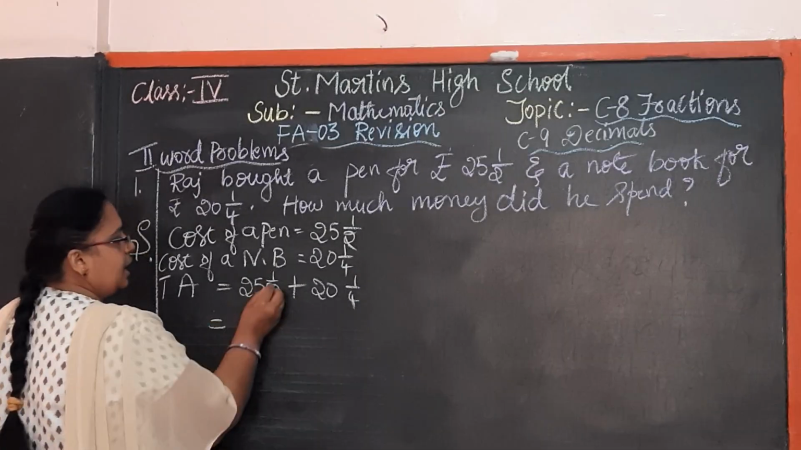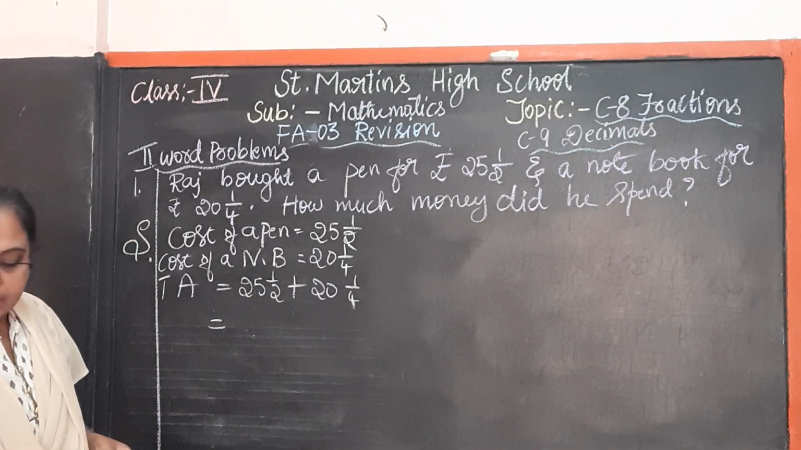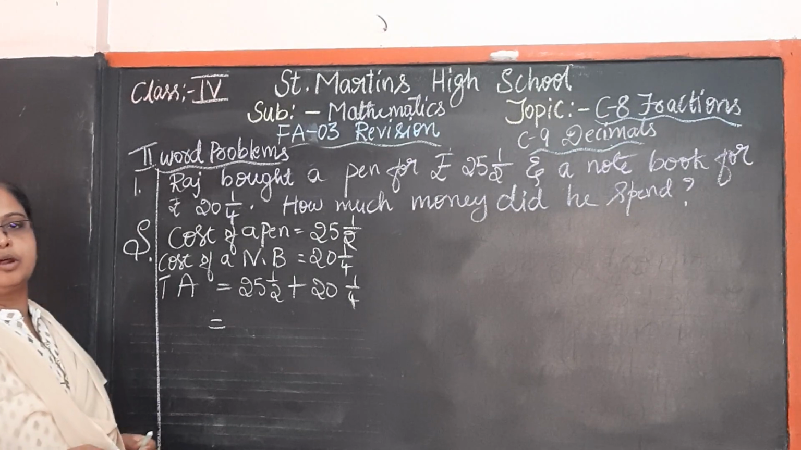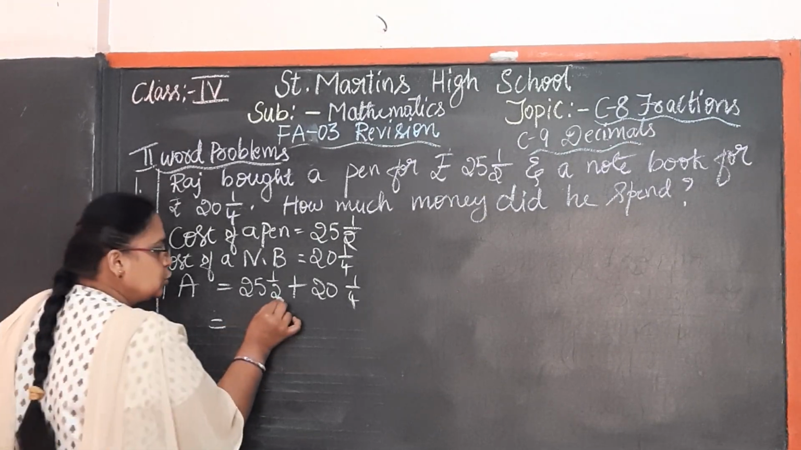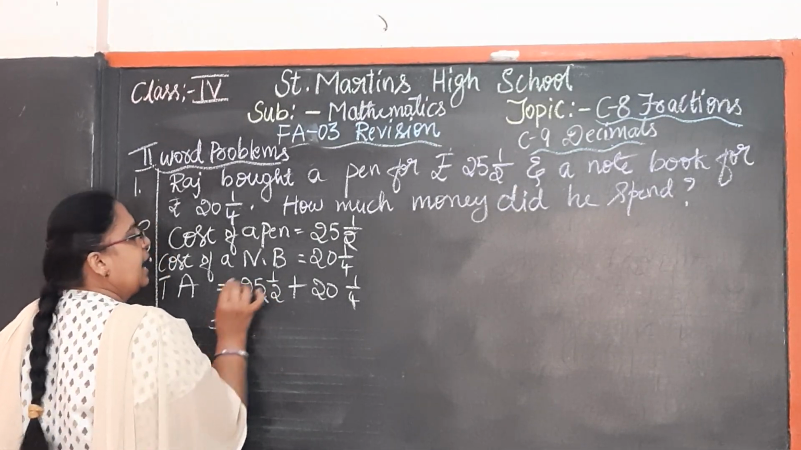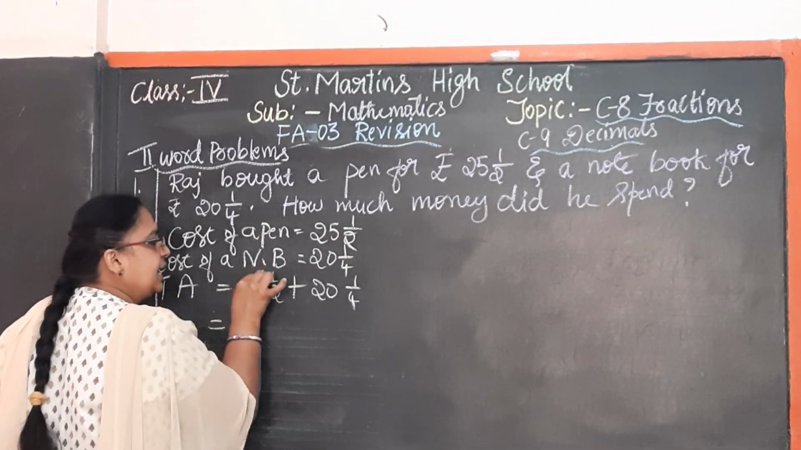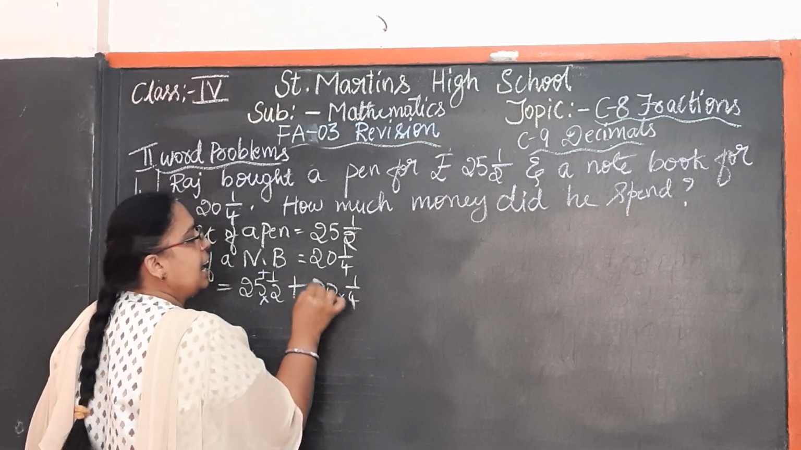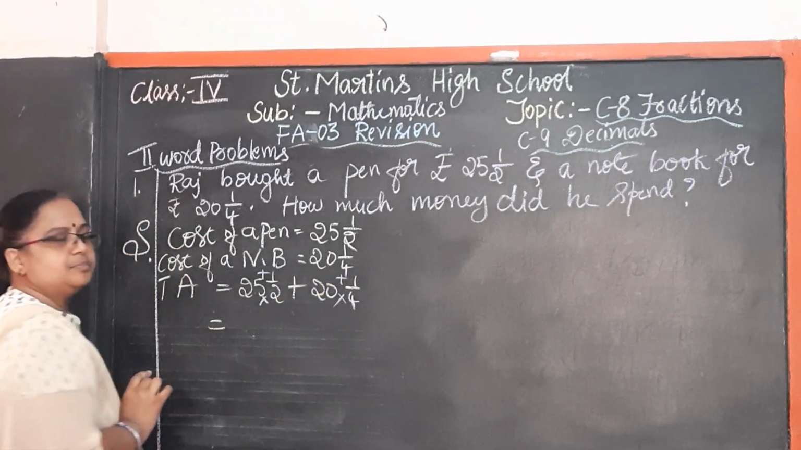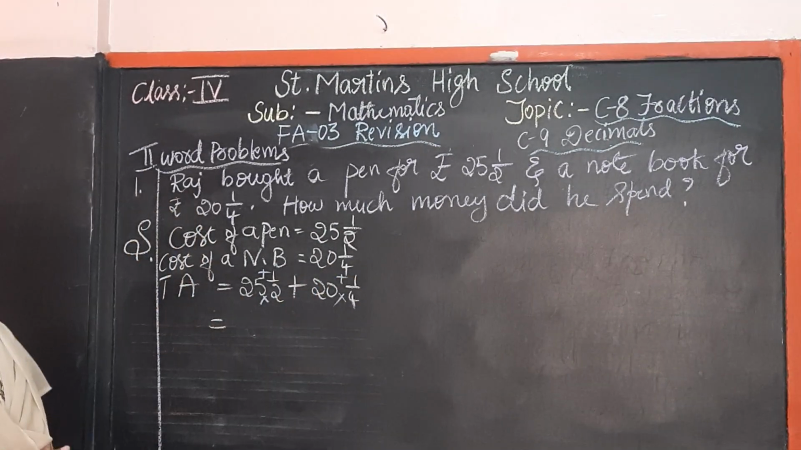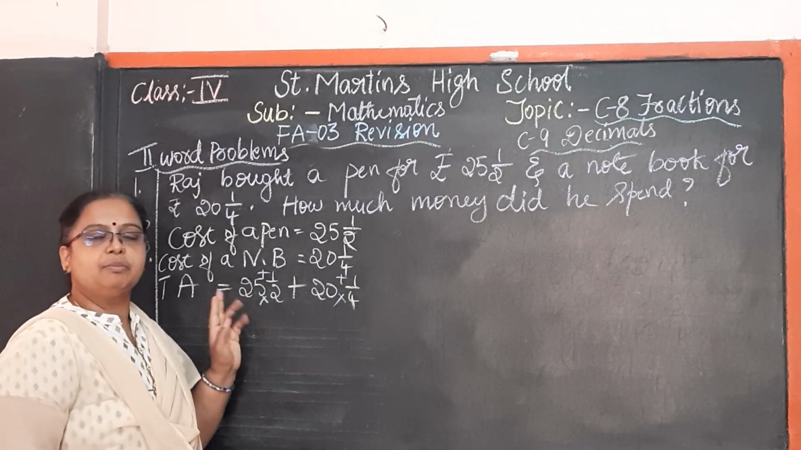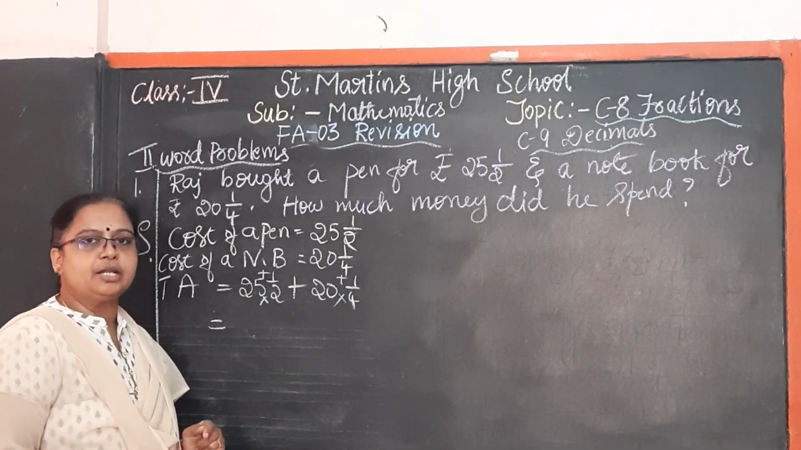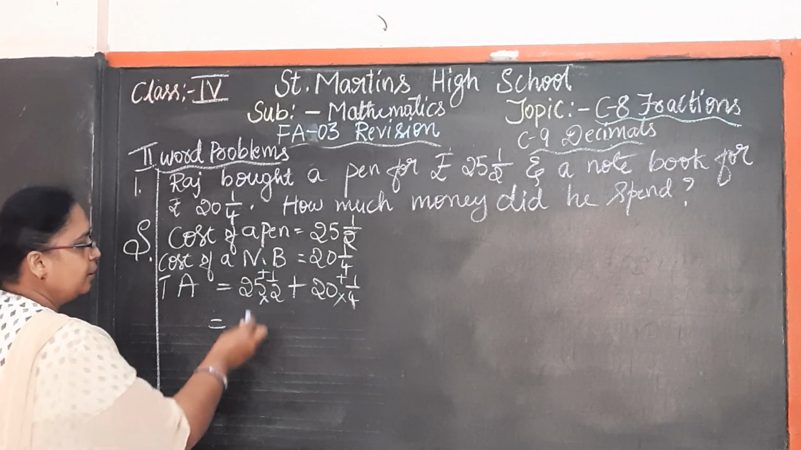Yes. How do we add this, children? How do we convert it into a proper or improper fraction? This 2 should be multiplied by 25 and the answer should be added by 1. And 4 should be multiplied by 20 and that answer should be added by 1. Yes, this step we have to follow. Children, I have taught you how to convert mixed fraction into proper or improper fraction. In the same way we are doing.